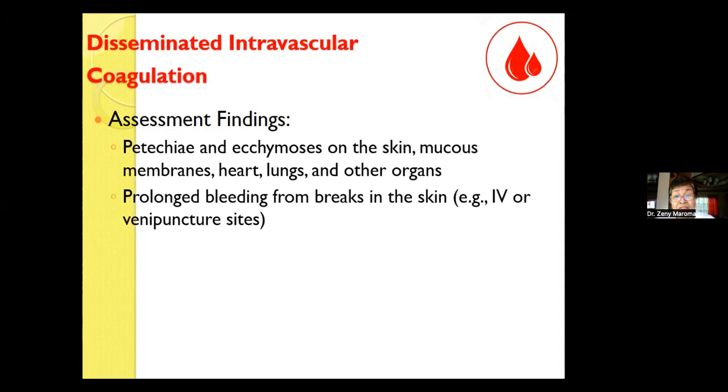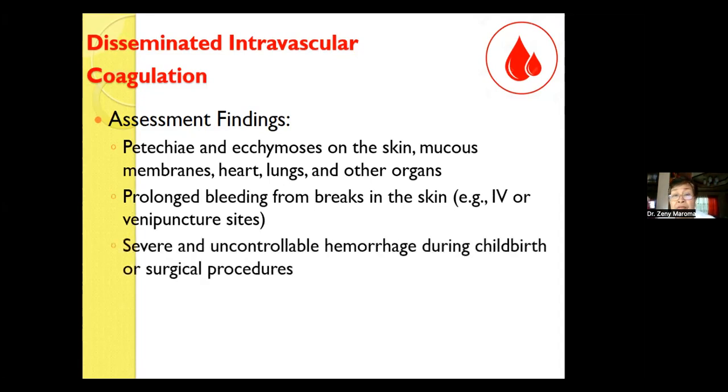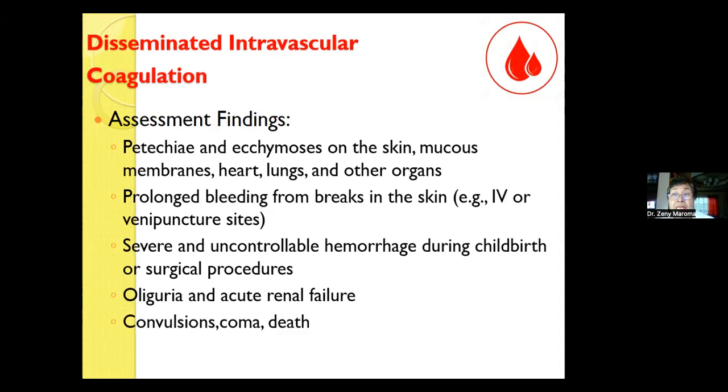So there's prolonged bleeding from breaks in the skin sa IV. Ano pa? There's severe and uncontrollable hemorrhage during childbirth. Ito yung mga may toxemia sa pregnancy. There's abnormal vaginal bleeding. Anong effect on the kidney? Siyempre, pagka nag-bleed na siya, there is altered renal perfusion. There's renal shutdown, oliguria, and anuria. Halos walang urine output. Kung meron man urine output, hematuria pa. Gross hematuria. And convulsion, coma, and death.